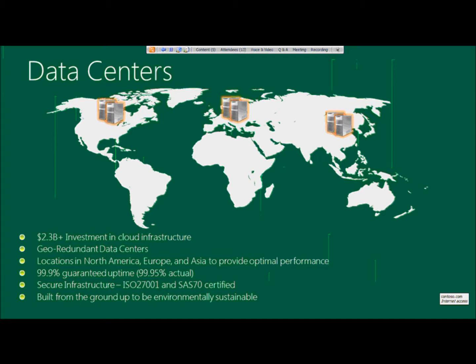So the locations that we have until now are North America, Europe, and Asia. So you can basically choose where you want your data center, nearest to your location. If you are in Asia, you can choose it accordingly. But again, in terms of downtime, you will not have anything less than 99.99%.